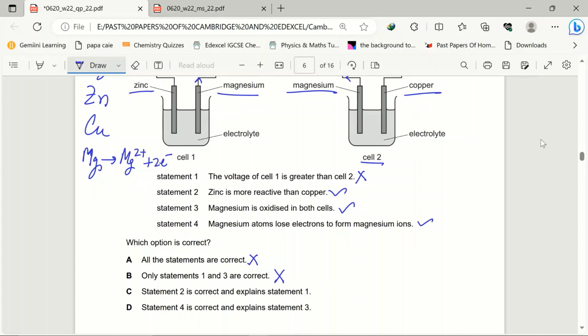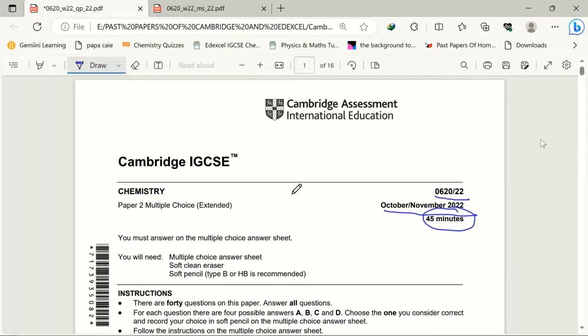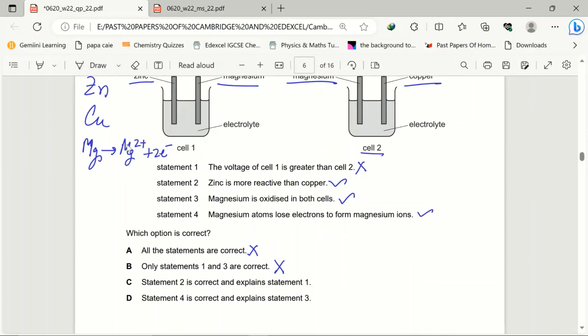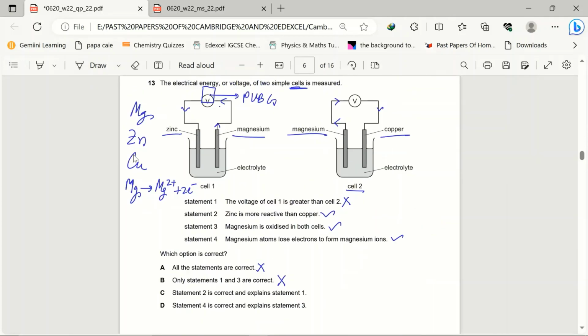Statement 2 is correct and explains statement 1. Statement 2 is correct: zinc is more reactive than copper. And it explains statement 1? Yes, to some extent it is explaining statement 1. Statement 2 is definitely correct, and it explains statement 1, why cell 2 has greater voltage. To some extent it explains. Statement 4 is correct and explains statement 3. Statement 4 is correct, magnesium atoms lose electrons. Okay, statement 2 is correct and it cannot explain statement 1.